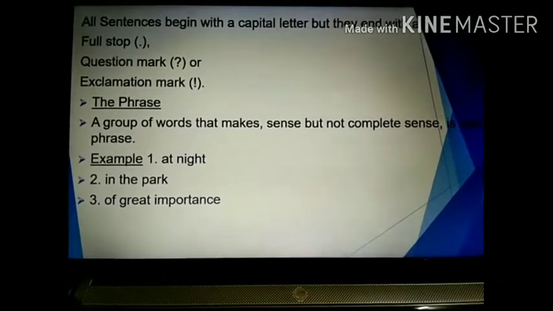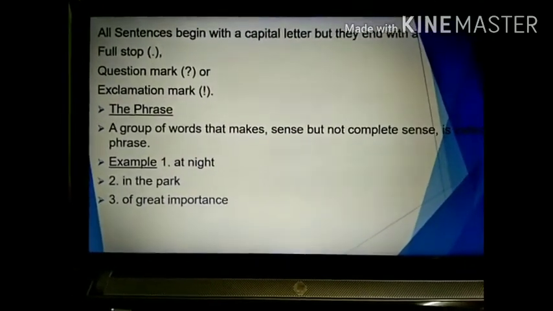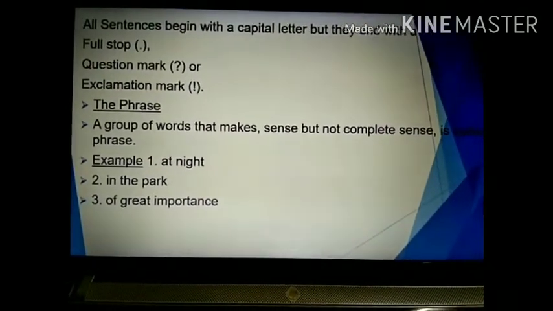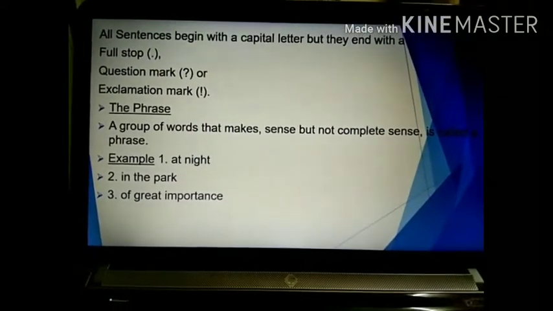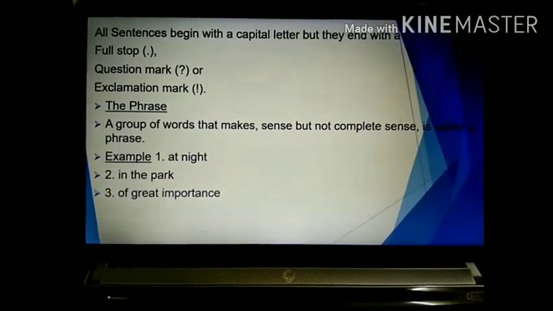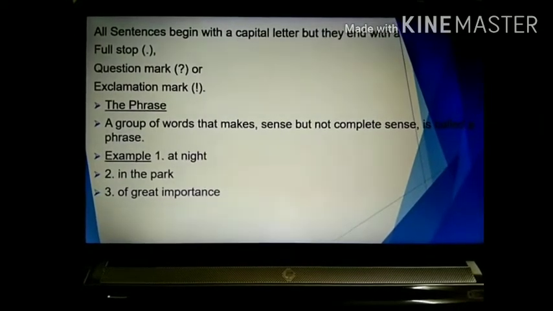Now we need to keep in mind that all sentences begin with a capital letter, but they end with a full stop, question mark or exclamation mark.